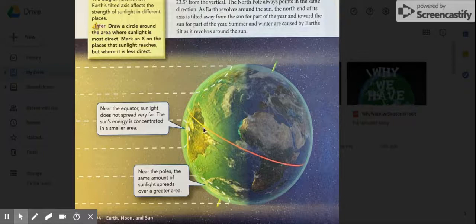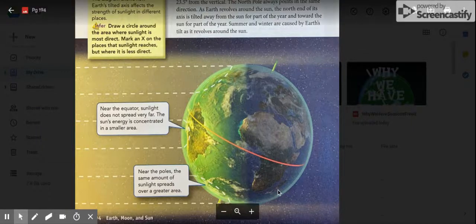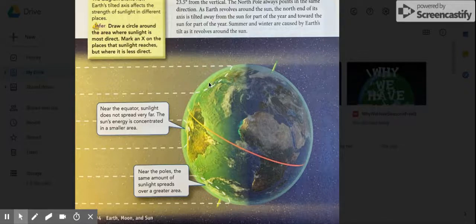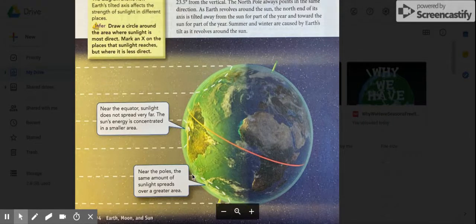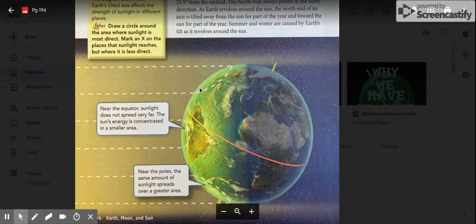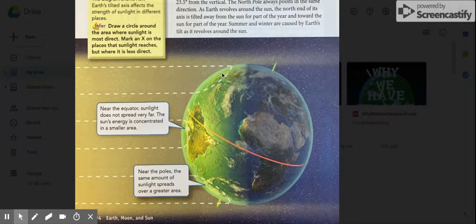Around the equator, the red line in the picture right here, it's getting a lot of direct sunlight. This is what you would feel at noon in the middle of summer, where the sun is hot and directly overhead. Now towards the poles, up here towards the North Pole, and down here, near the South Pole, the light spreads out and hits at an angle. It's indirect sunlight, so it doesn't feel as hot.